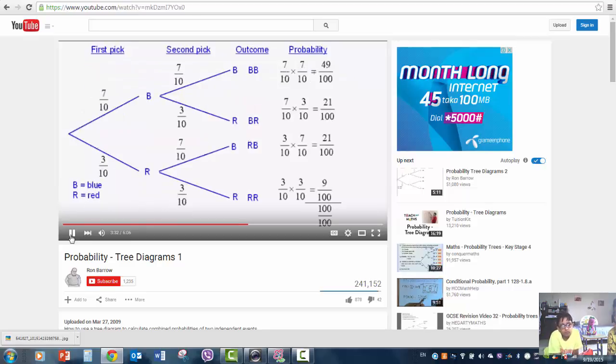Now we get a bit more complicated. Now it's interesting. It said at least one blue. Which one? At least one blue. Do you know how many percent that's going to be?